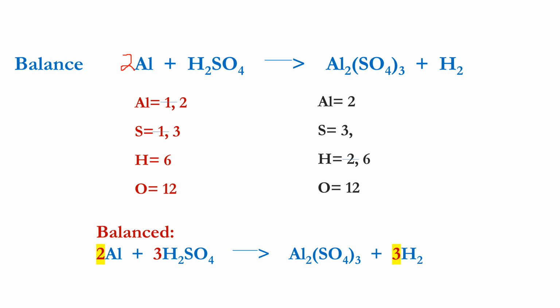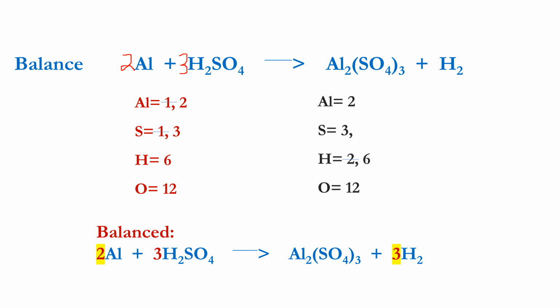On the left hand side, sulfur is 1, but on the right hand side, sulfur is 3. We have 3 sulfur atoms on the right hand side. So we need to balance sulfur. So the only way for us to balance sulfur is to add 3 here. So if we add 3 here, we will then have 3 sulfur atoms on the left hand side, and we will also have 3 sulfur atoms on the right hand side. So we then cancel 1 because we have added 3 already.